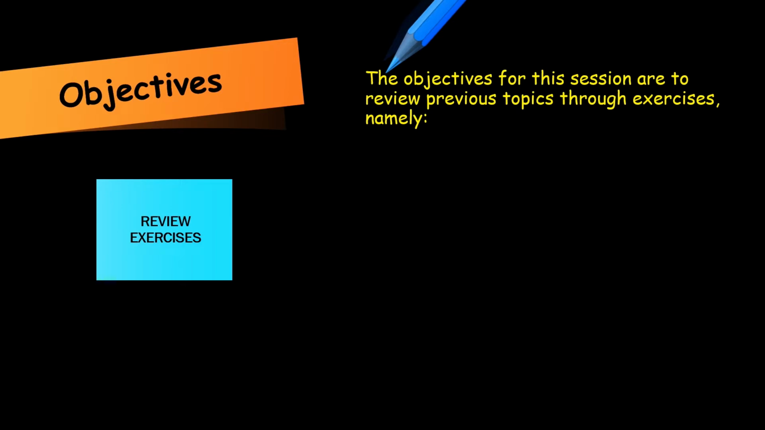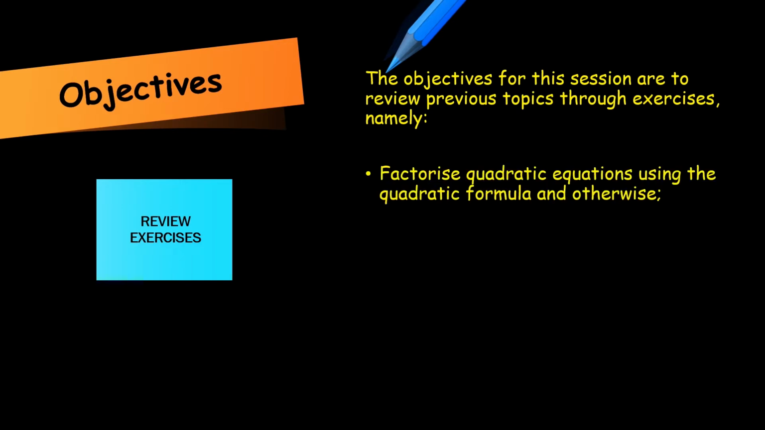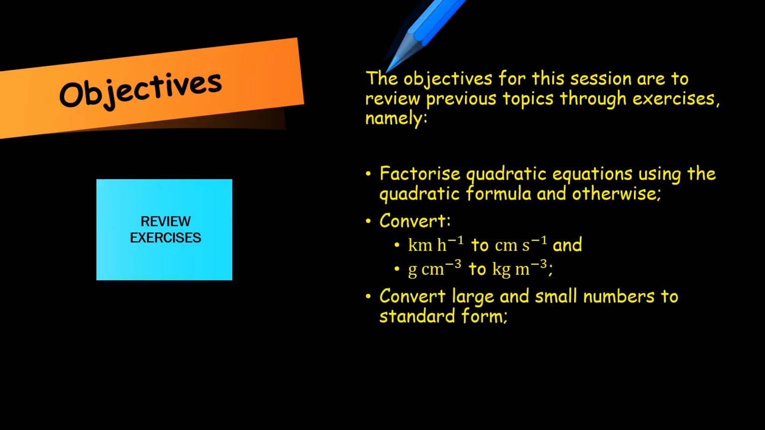The objectives for this session are to review previous topics through exercises, namely factorise quadratic equations using the quadratic formula and otherwise, and convert kilometres per hour to centimetres per second, and grams per centimetre cubed to kilograms per metre cubed. We will also look at converting large and small numbers to standard form and use trigonometry to find missing sides or angles.